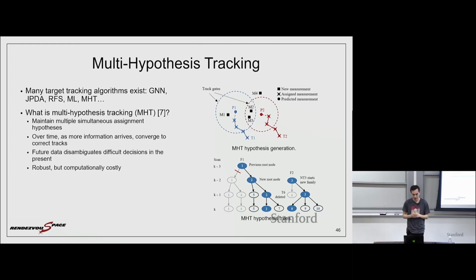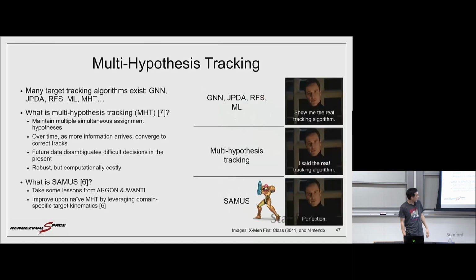especially for something like Star Fox, where it's a pretty low-powered CubeSat processor. So to address this, we created something called SAMUS, or the Spacecraft Angles-Only Multi-Target Tracking System, where the goal was to take some of the lessons from those past angles-only flight demonstrations called Argon and Avanti, take some of the benefits of more naive multi-hypothesis tracking, and combine those two things to create a tracking algorithm that could deal with our specific in-space context and be very precise and very efficient.